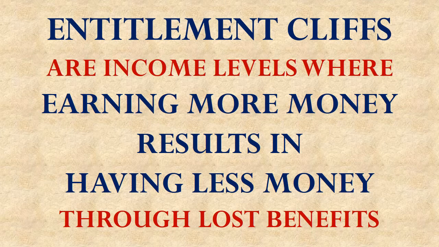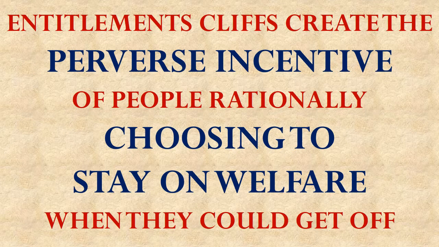This is why entitlement cliffs are a problem. The entitlement cliffs are income levels where earning more money results in actually having less money, because whatever benefits were there now end because you're making too much money. You don't get them anymore. So these entitlement cliffs then create these perverse incentives that I was mentioning. The perverse incentive is this point at which the person rationally chooses to stay on welfare, because they would get less money by taking a better job and getting off of welfare.